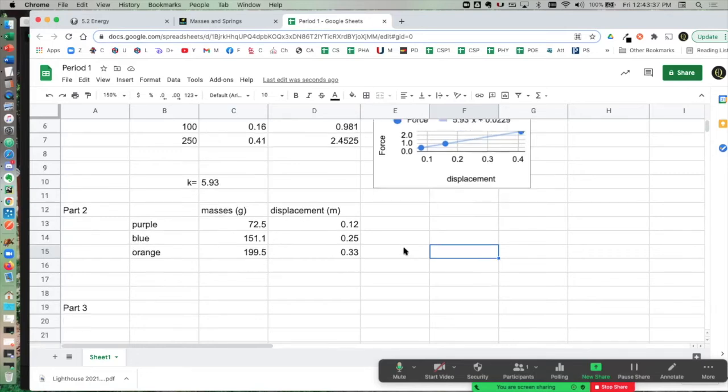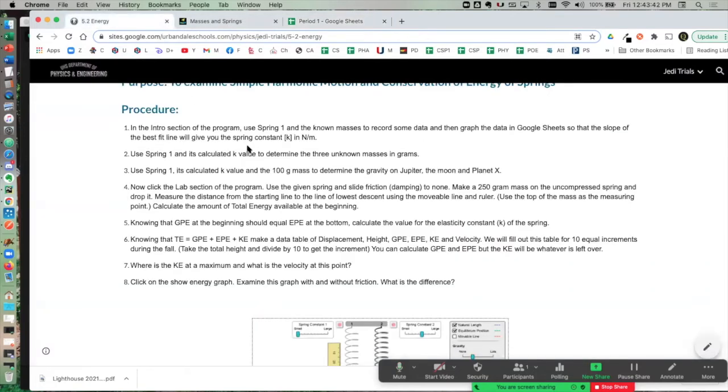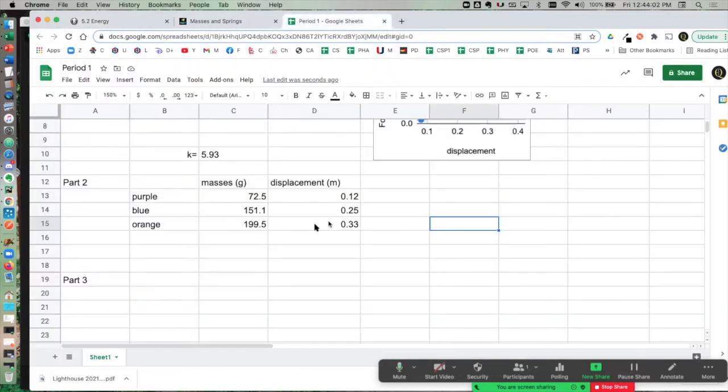Okay, part 3. Use spring 1 again. Calculate the K value again. And the 100-gram mass only, to determine the gravity on Jupiter, the moon, and planet X. Dun, dun, dun. Interesting. Okay. Celestial bodies.